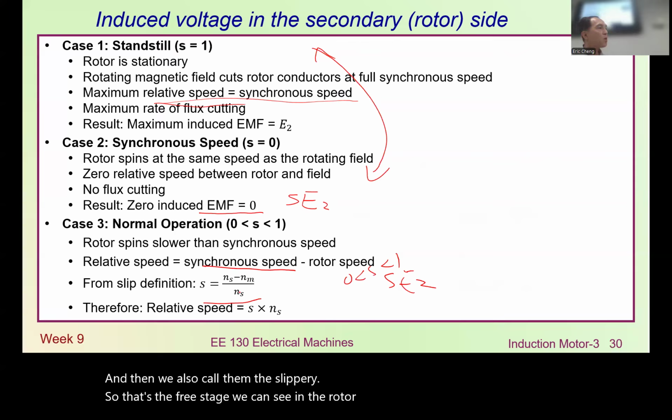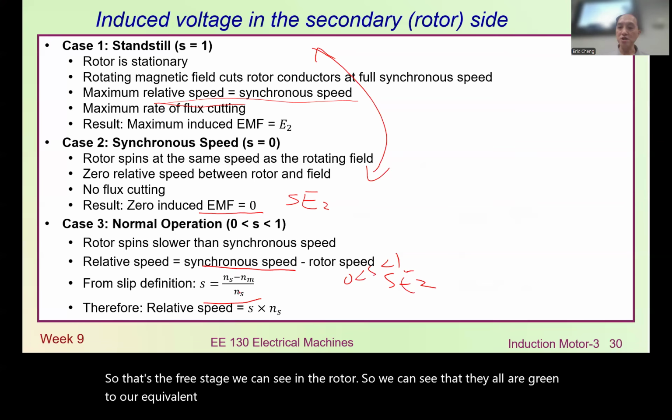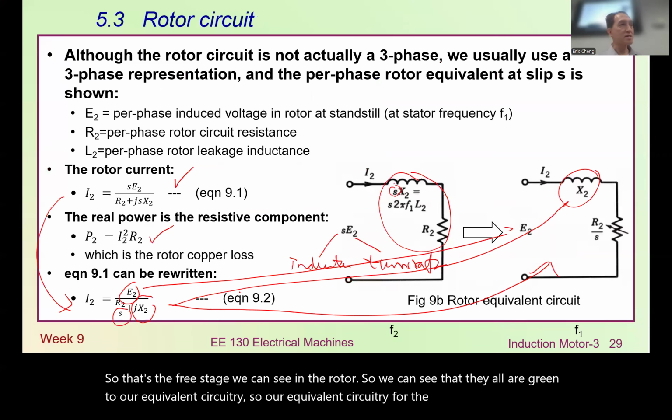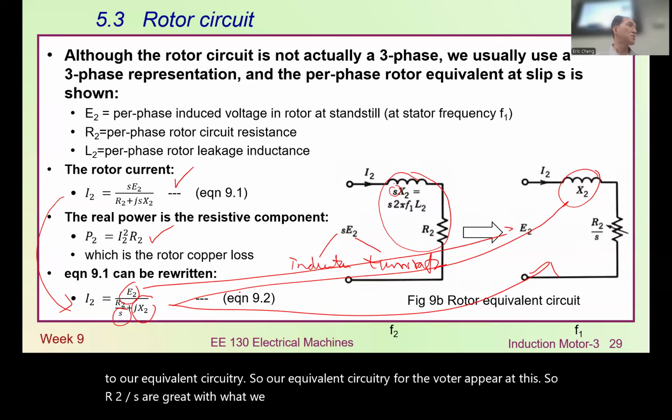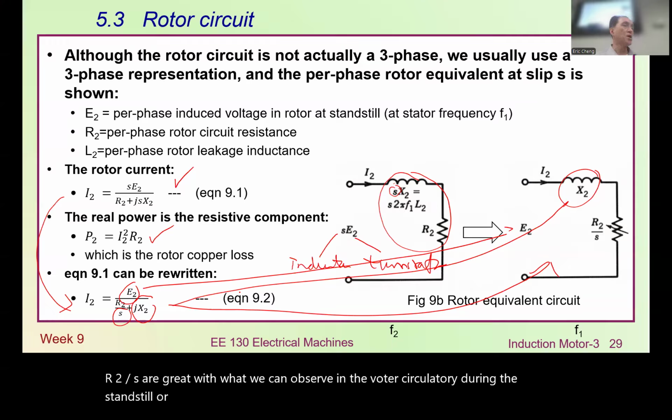So you can see that they all agree with our equivalent circuitry. Our equivalent circuitry for the rotor appears as this. So R2 over S agrees with what we can observe in the rotor circuitry during standstill or normal operation, or when they are synchronized to each other.